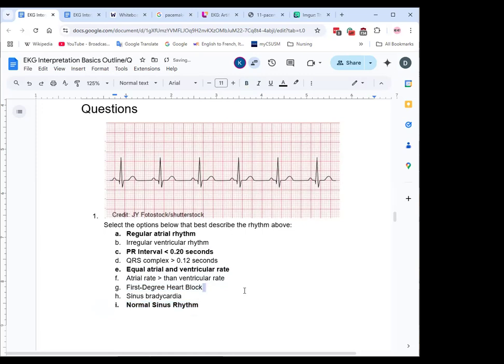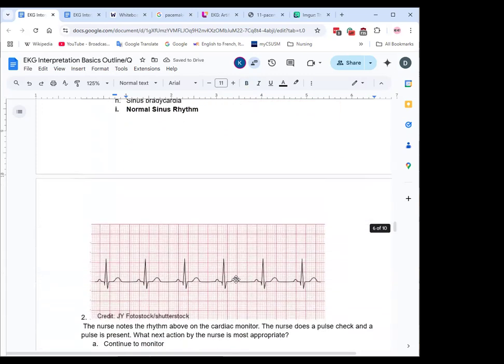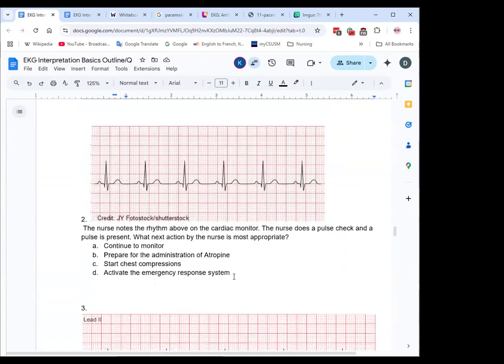All right, cool. Number two. You see this rhythm above on your monitor, you do a pulse check and your pulse is present. What action are you doing next, or what's most appropriate?